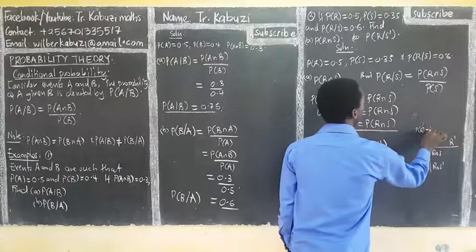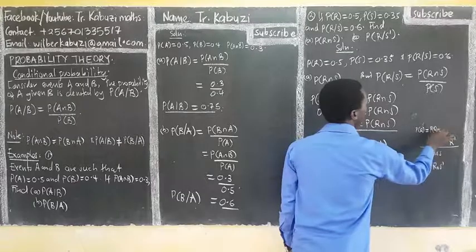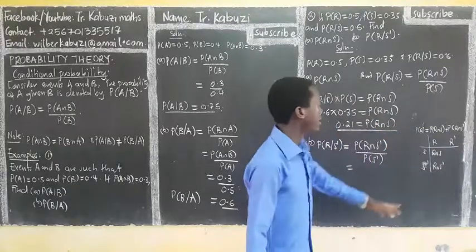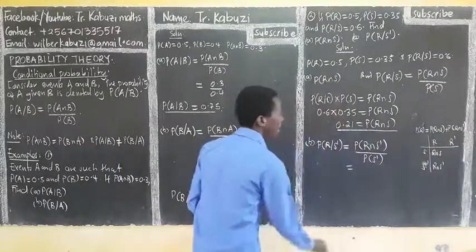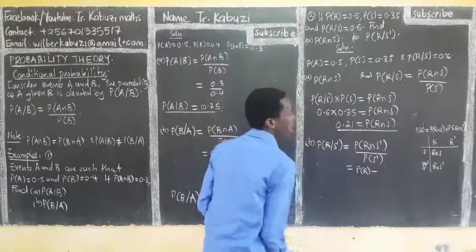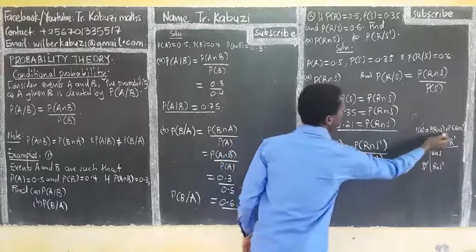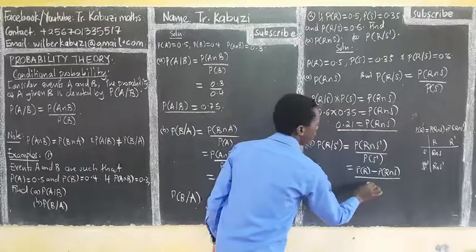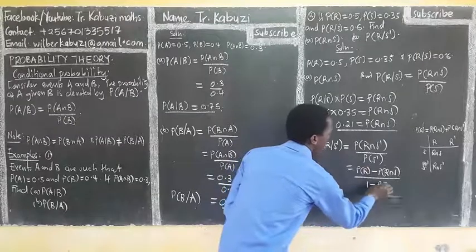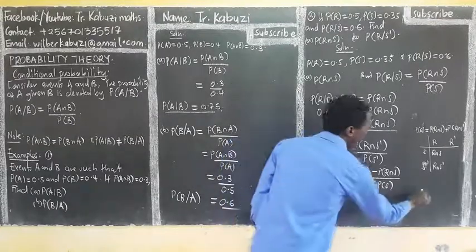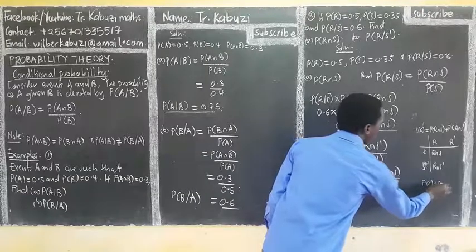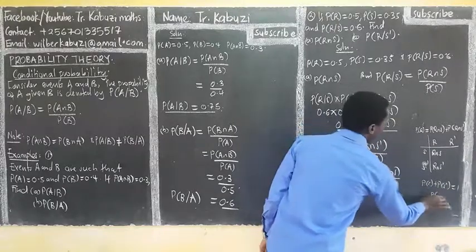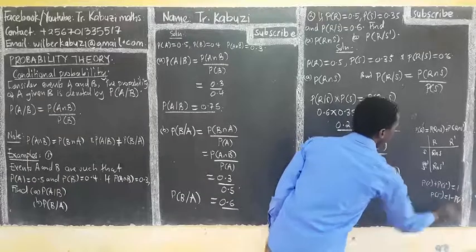will be probability of R intersection S plus probability of R intersection S complement. So I need this, and I can get this by subtracting. So probability of R minus probability of R intersection S, the whole over probability of S complement. How do you get this? The same as 1 minus probability of S, because we have a complement. Probability of S complement will be 1 minus probability of S.